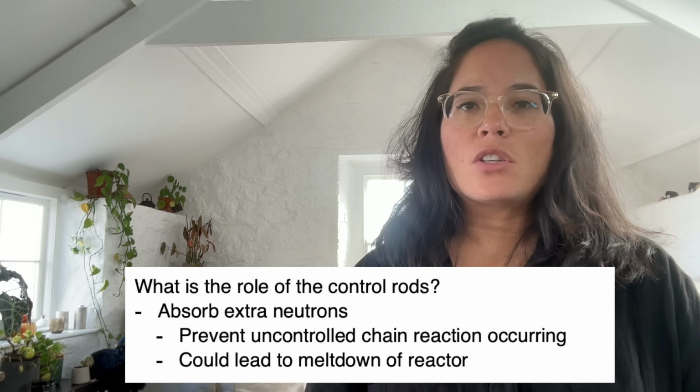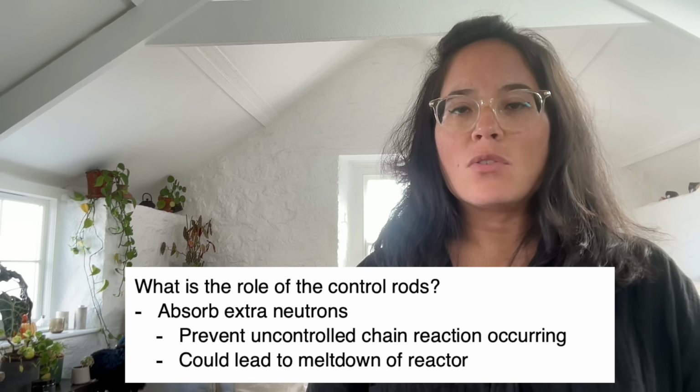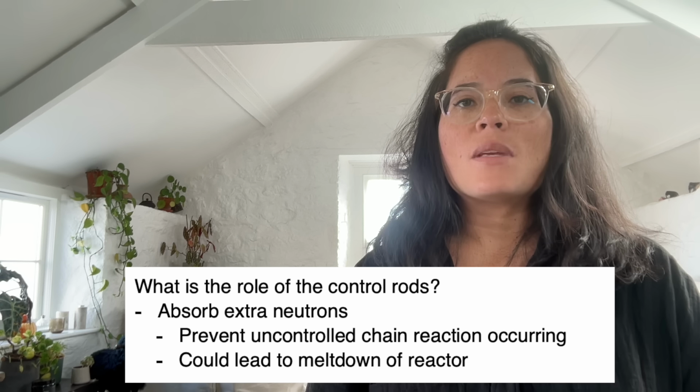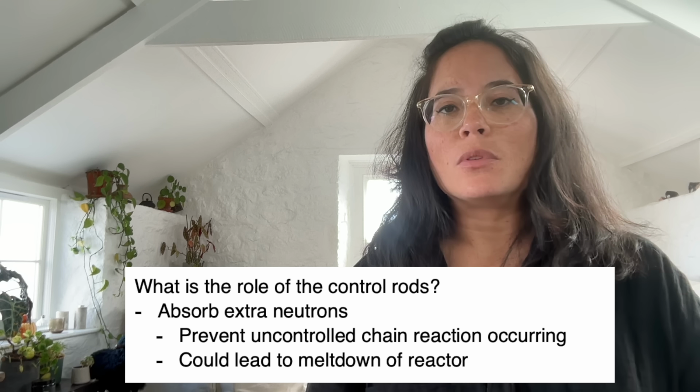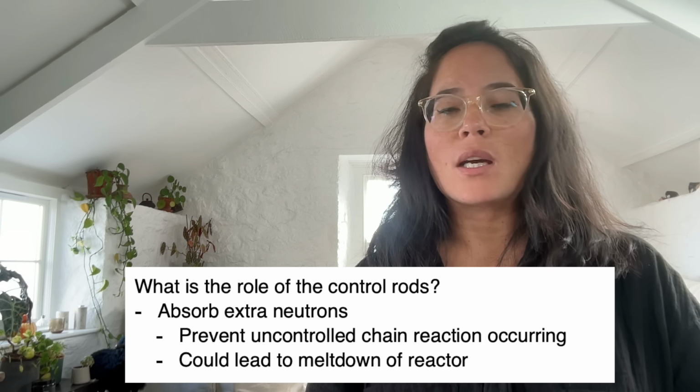Now, in order to stop the chain reaction getting out of hand, you have control rods. The role of the control rods is to absorb excess neutrons. By removing neutrons, it means that there are fewer neutrons available to be absorbed by uranium nuclei, slowing down the reaction. The control rods are made out of the element boron.